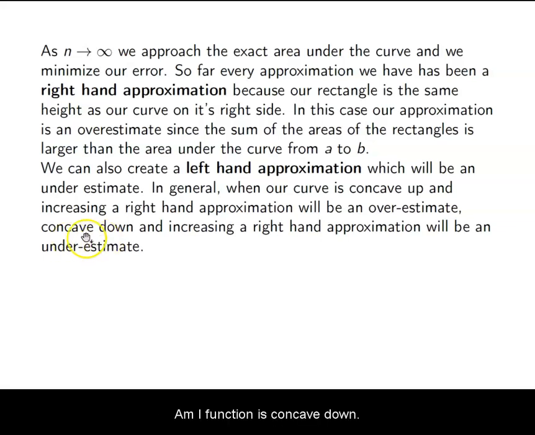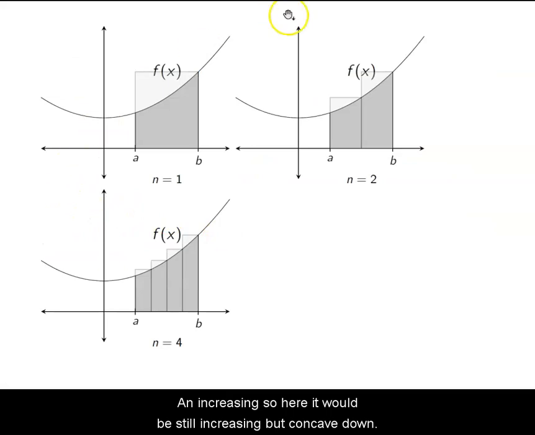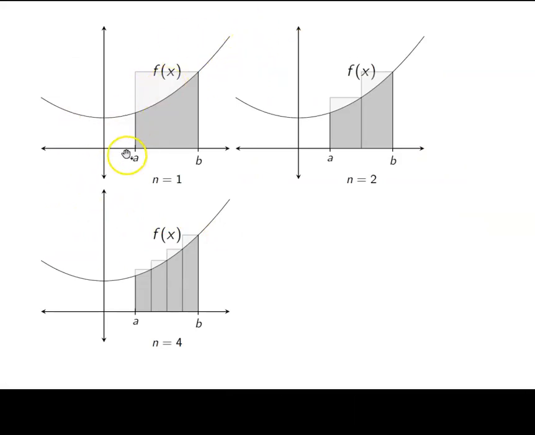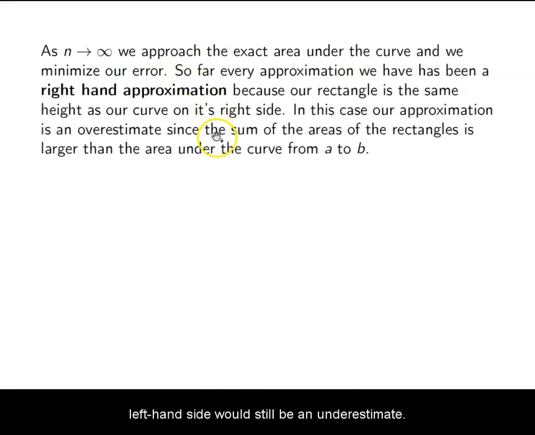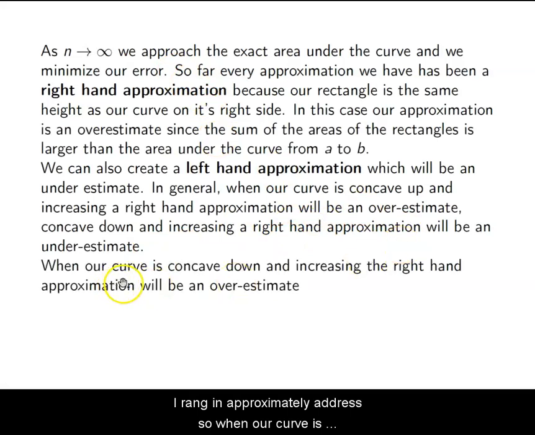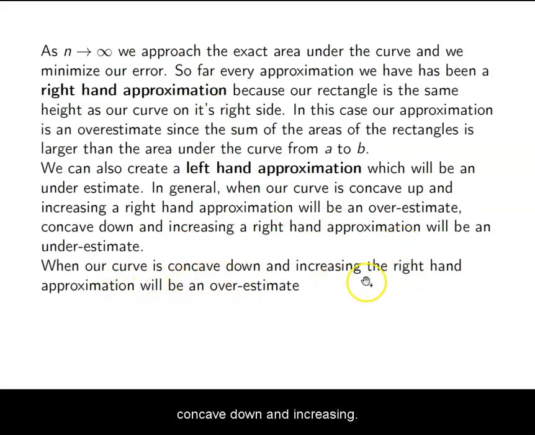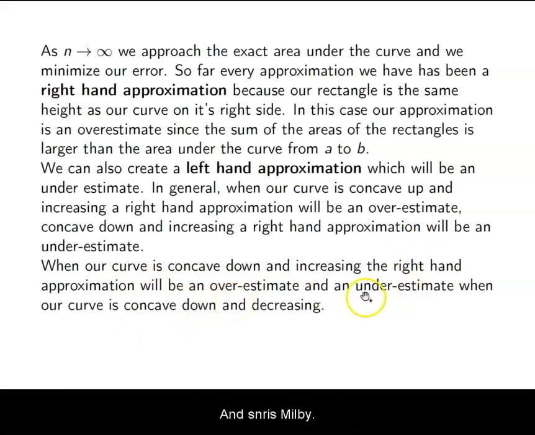If my function is concave down and increasing, so here it would be still increasing but concave down, just think about how that would be different, right? A right-hand side approximation would then still be an overestimate, and the left-hand side would still be an underestimate. A right-hand approximation would be an underestimate when our curve is concave down and decreasing.